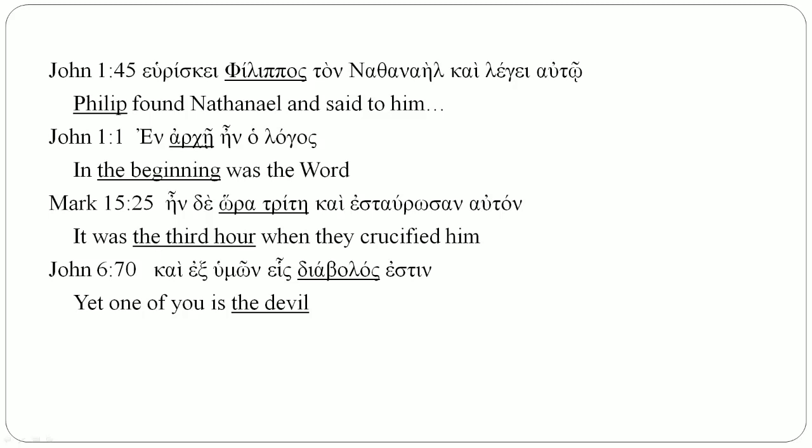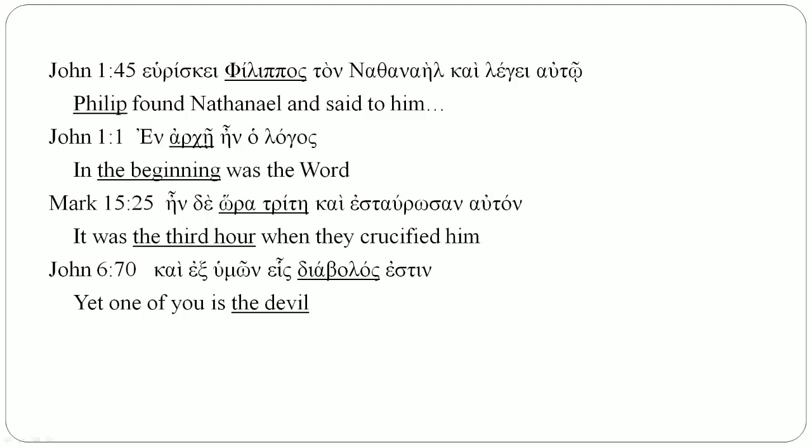One way to know that something is definite is that proper names are always definite, even if they do not have an article with them. Heurisque Philippos ton Nathanael kai lege auto. That first noun, Philippos, has no article on it, but this is not a certain Philip. This is Philip, the disciple, the character Philip. Philip found Nathanael and said to him. A proper name does not need an article to be definite.